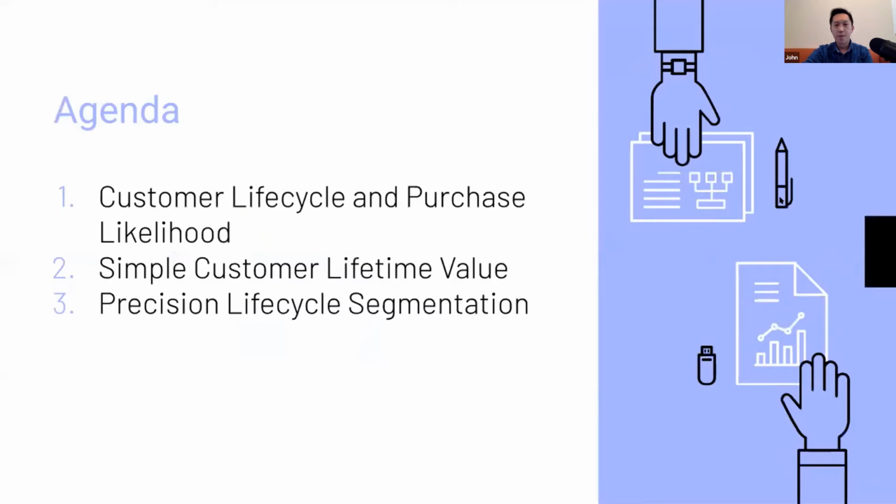So again, today the agenda is going to be around first talking about what is customer lifecycle and purchase likelihood. How do we actually curate that into the segmentation itself? Looking at simple customer lifetime value, a simple calculation of what it is and how we can actually optimize marketing using CLV. And then we'll go through a few examples of what I mean by precision lifecycle segmentation. It's maybe not a super popular term, but once you see it, it all makes sense.